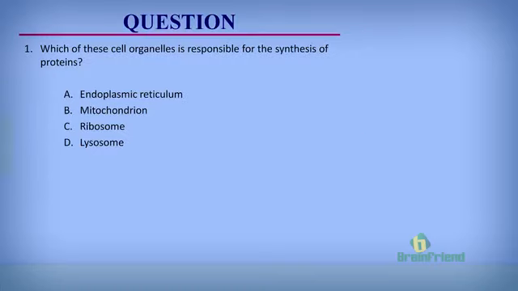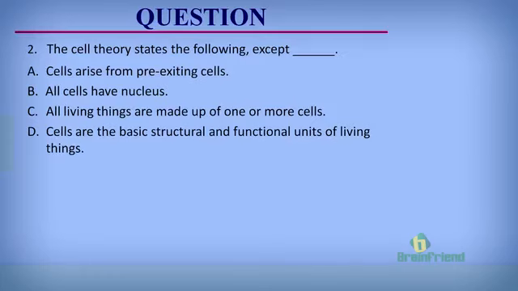To find out how well you've learned from this lesson, I'd like us to take these questions. Which of these cell organelles is responsible for the synthesis of protein? Option A, endoplasmic reticulum. B, mitochondrion. C, ribosome. And D, lysosome. Okay, the correct answer here is option C, ribosome. We say it is the site for protein synthesis.